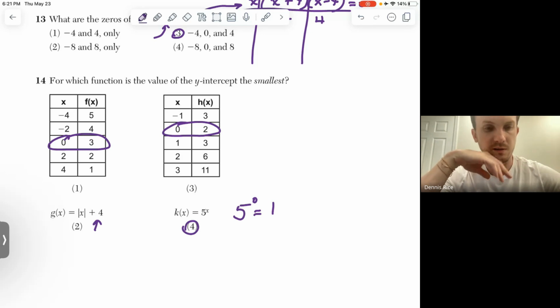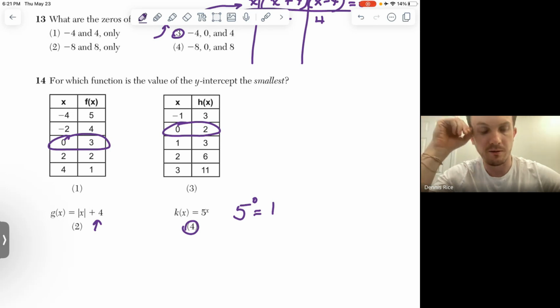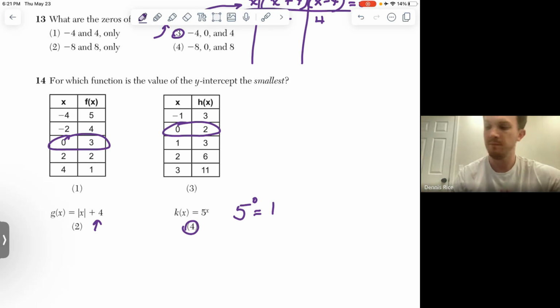Exponential functions, unless they've been shifted up or down, which we don't really deal with this year, have a y-intercept of 1. But not all the time, because you can shift them. But if you just have a generic base to the x power with no coefficient, it will have a y-intercept of 1 because of this reason.